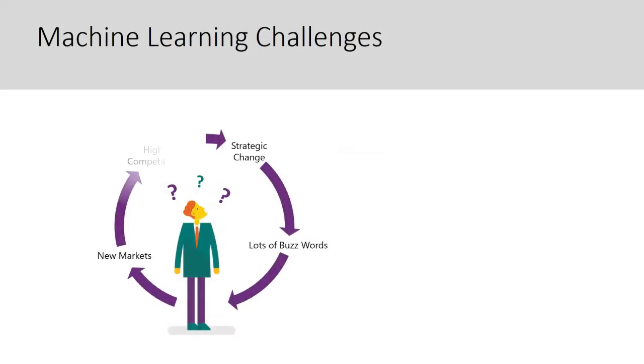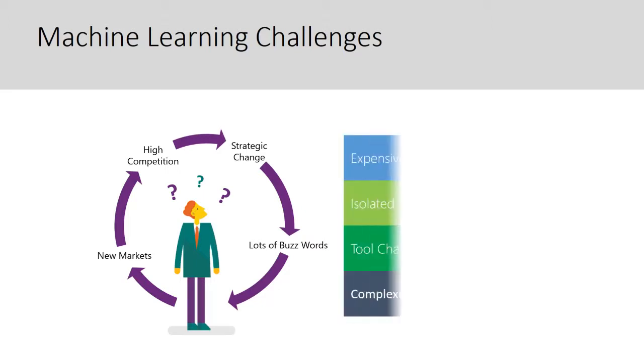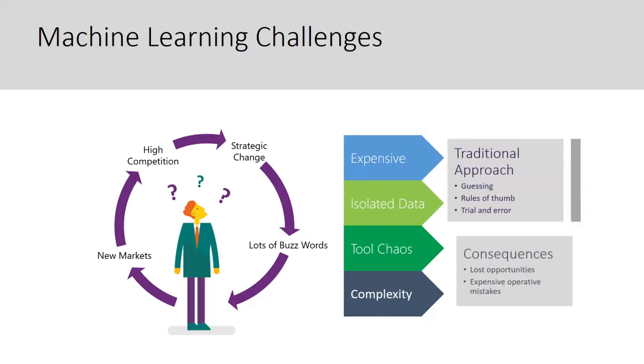There are numerous challenges with machine learning. Strategic change, there are lots of buzzwords, new markets, high competition, and essentially machine learning can be expensive. It might have to work with challenges of isolated data, tool chaos, and complexity. Traditional approaches without machine learning might involve guessing, rules of thumb, trial and error, which ultimately may not be optimal, may not produce the best outcome for the business. So the consequences could be lost opportunities and expensive operative mistakes.